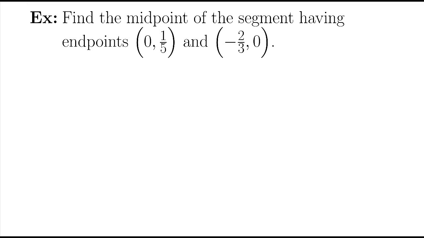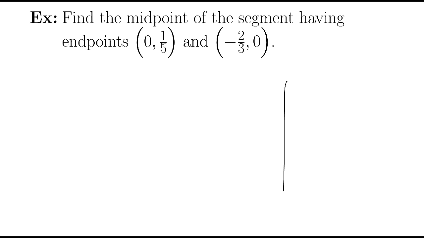Okay, we need to find the midpoint between the two given points, right? The ordered pairs given represent points on a graph. And if we think about 2 points, let's just put 2 random points, somewhere in between there is a midpoint, right? There is a point that's right in the middle. That's what we're trying to find.